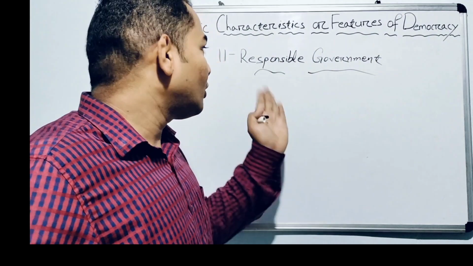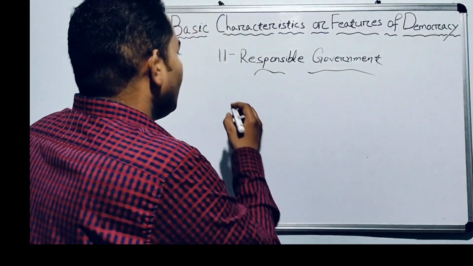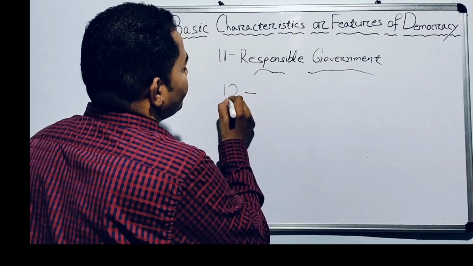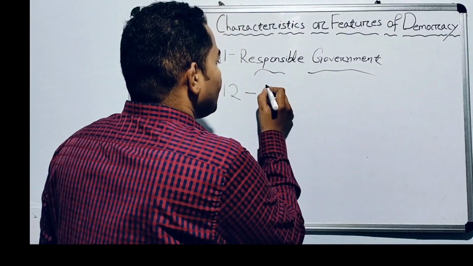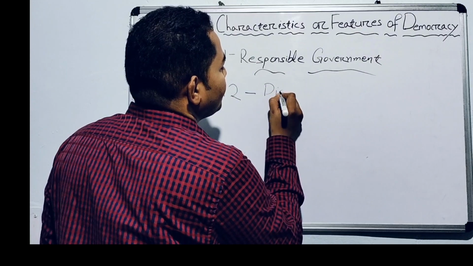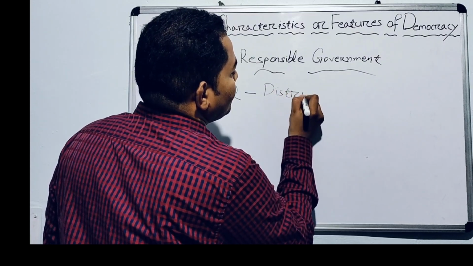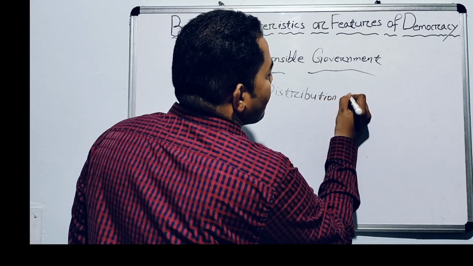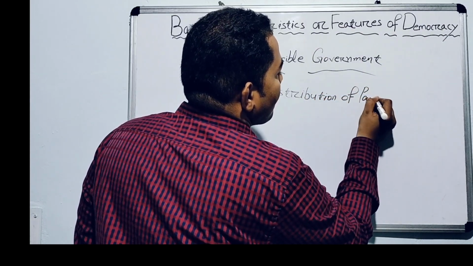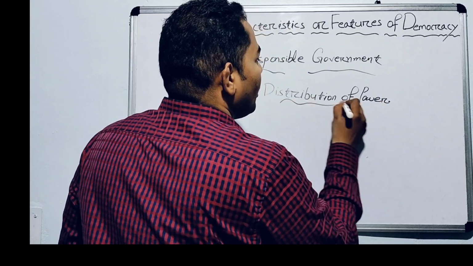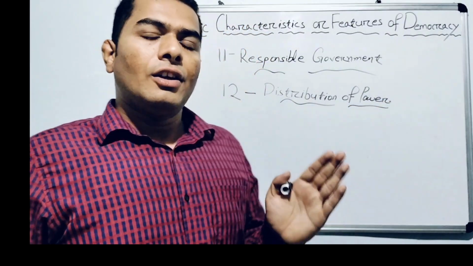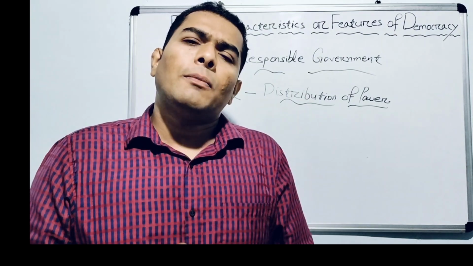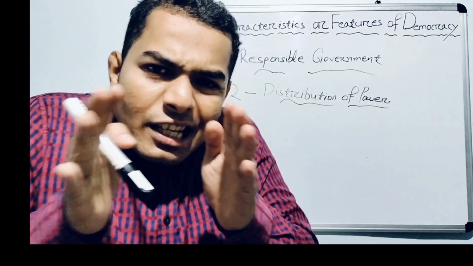Now we will discuss the next point. The next point is distribution of powers. Distribution of power is also there in democracy. So what is distribution of power? Distribution of power means power is distributed.